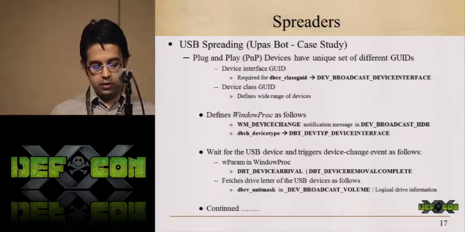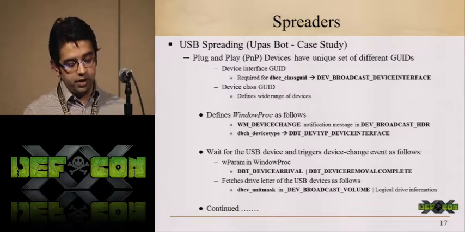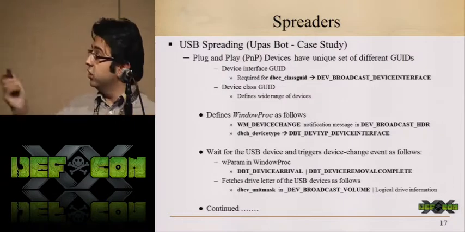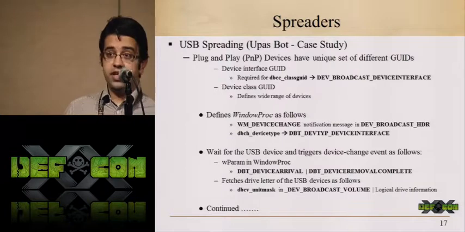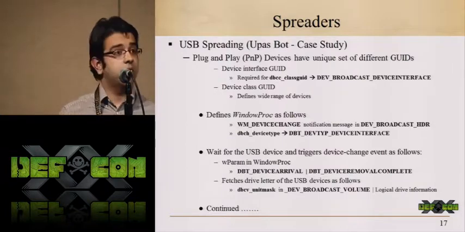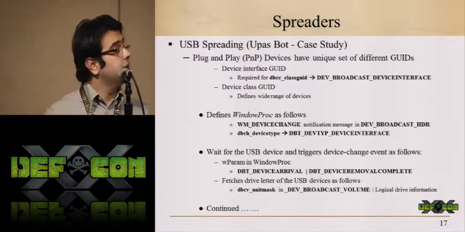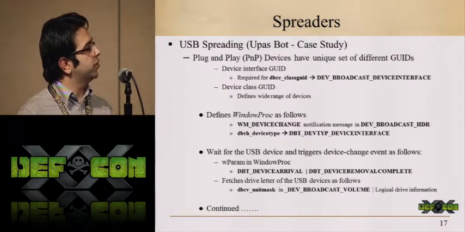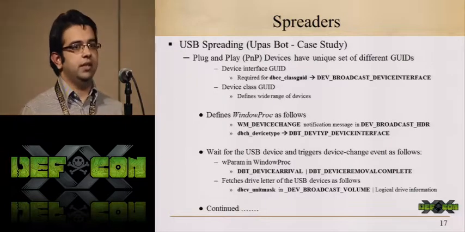If you look further down, there is a USB device, and it has a wParam specified for the window procedure. It gives you an idea that there is a DBT_DEVICEARRIVAL, meaning the device has arrived in the system. So it is going to fetch another field, called unitmask, which is going to be a broadcast volume. So what happened in that case, once your system gets the notification from the USB device, that it is in there.